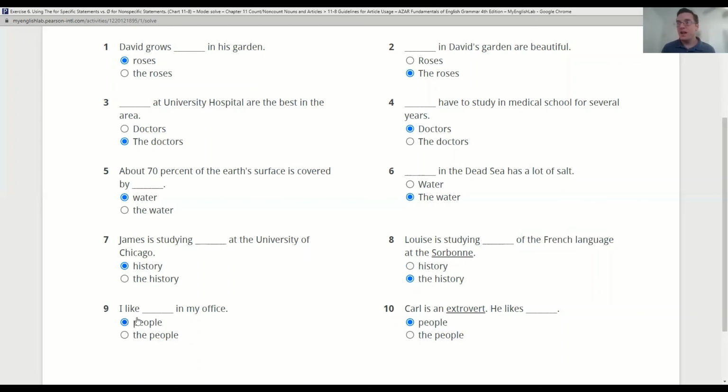Number 9, I like the people in my office, right? Those are not all, I don't like everybody. I don't like all people, but the people in my office are nice. My coworkers, I like them. Okay. Number 10, Carl is an extrovert. He likes people. Here we're talking about people in general. Carl, he's a friendly guy. He likes people.